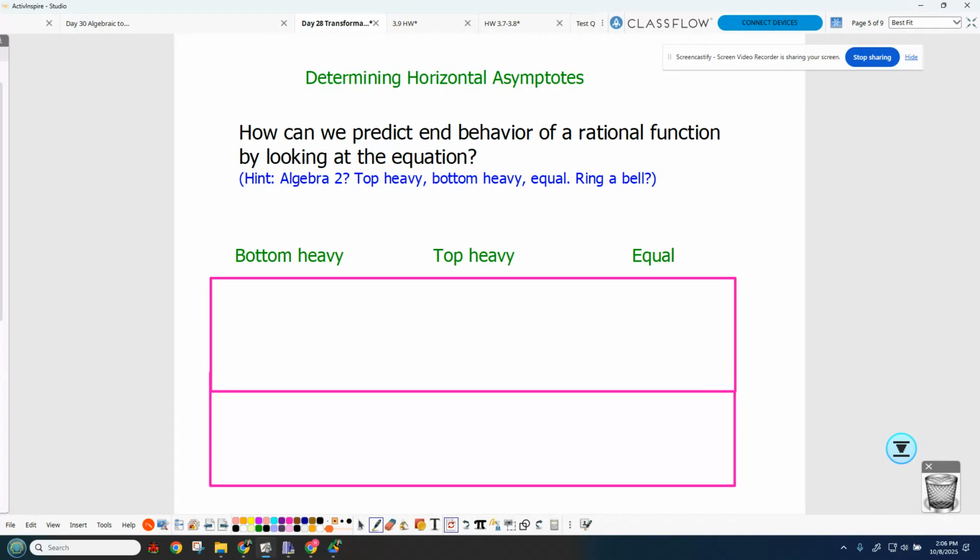Ready? Top heavy, bottom heavy, equal. Have you guys heard of this from Algebra 2? No. Lie like rugs. I ain't never heard of it. Okay, well, here it is.